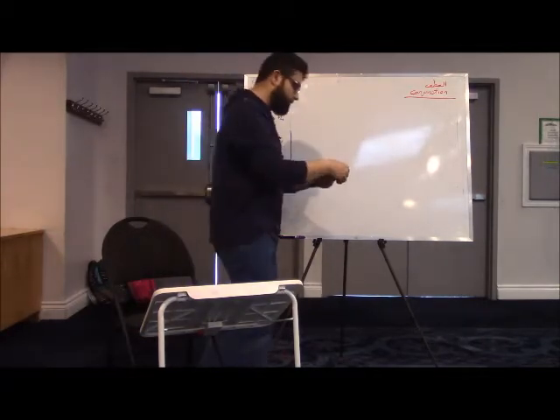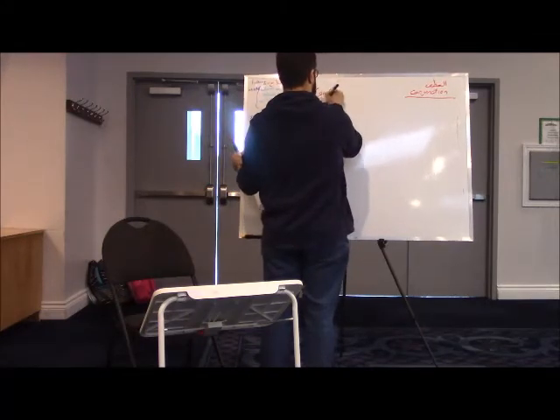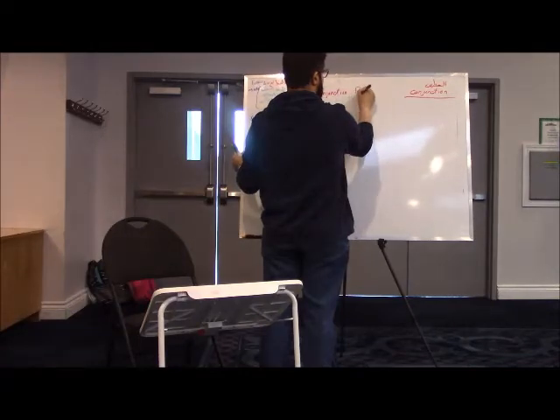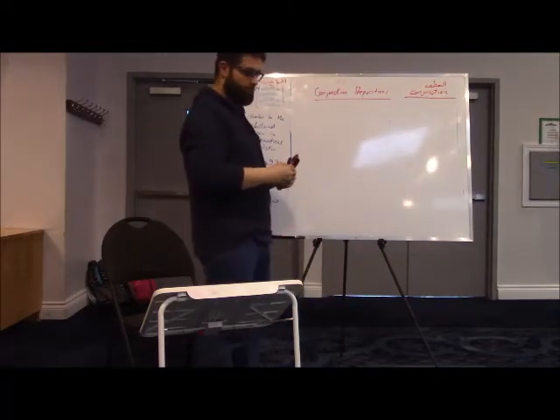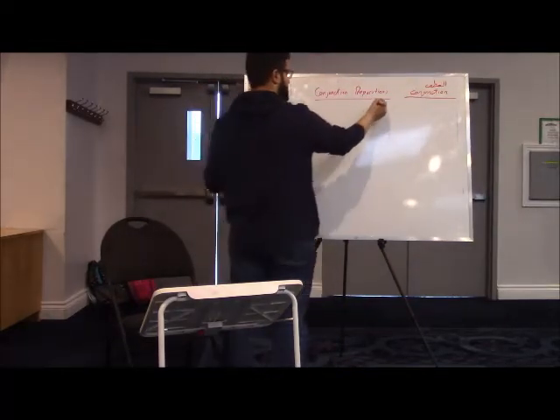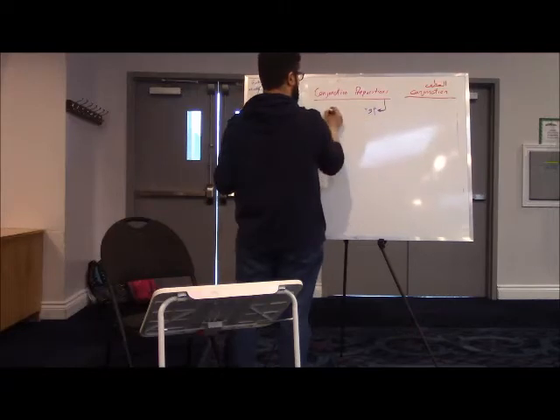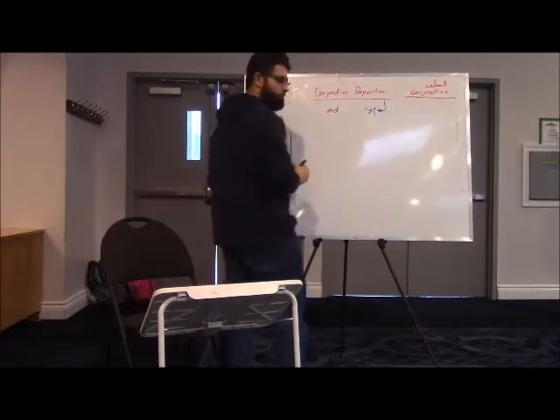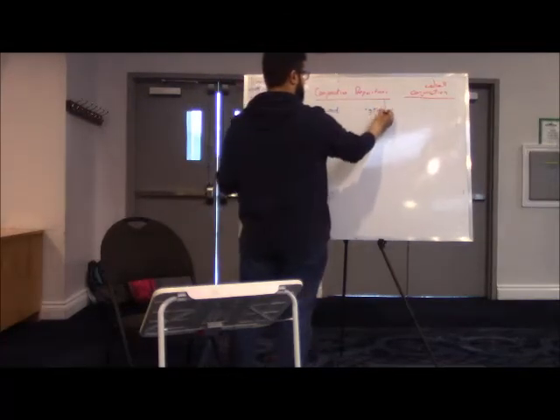Okay, so let's talk about the conjunction prepositions. All right. So the first one that the Imam talks about is al-waw. In English, it's and. After that, al-fa.